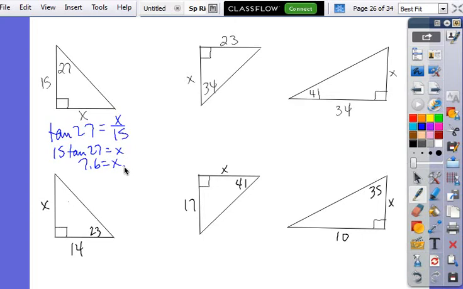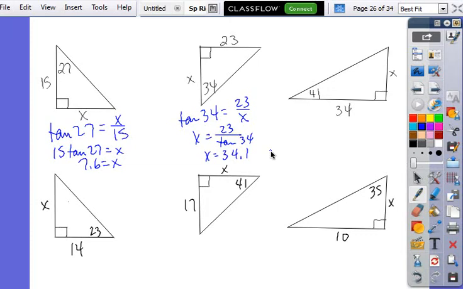Tangent of 34 equals 23 over X. All right, so if I have x in the bottom, that's the one I divide. 23 divided by tangent 34. It's 34.09. All right.